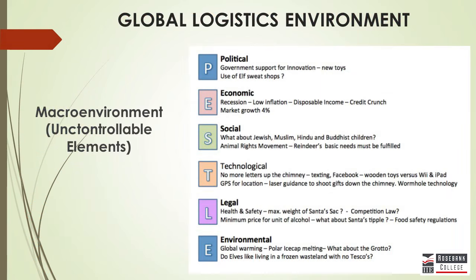And moving on to the macro environment, these are uncontrollable elements now, elements that we cannot control. The first one is political, economic, social, technological, legal, and environmental.